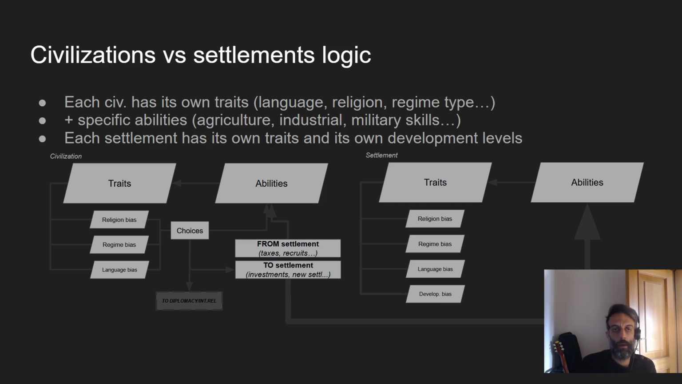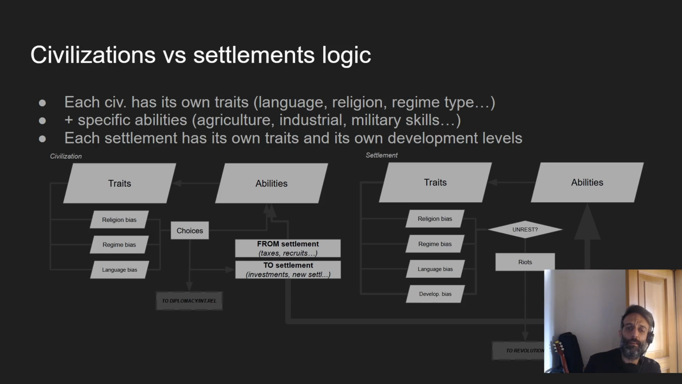Okay, so if the material development of a settlement is mostly civilization driven, what's the outcome of the abilities and traits process for a settlement? Basically, unrest level. Unrest that above a certain threshold may lead to riots and eventually to a revolution, which may overthrow the controlling civilization and found a new one.